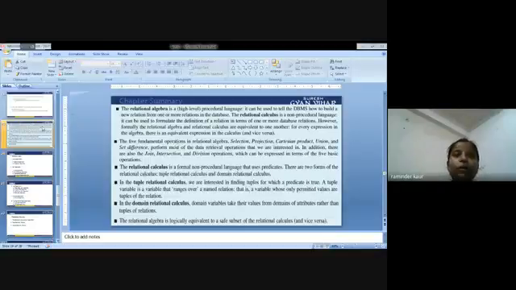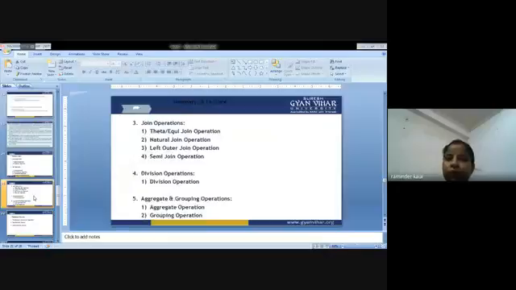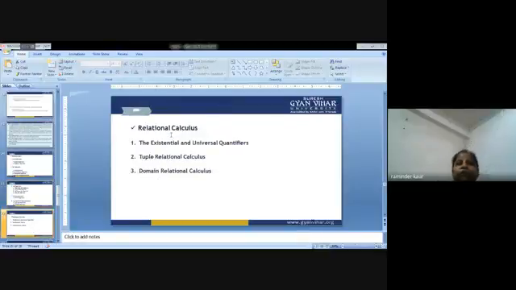So this was all about relational algebra and relational calculus. Relational algebra: unary operators, selection, projection; set operators, union, set difference, intersection, Cartesian product; join operators, theta, equijoin, natural join, left outer join, semi-join operator; division operator; aggregate and grouping functions, aggregate functions were there, grouping operation was there. In relational calculus, the existential and universal quantifiers, tuple relational calculus, domain relational calculus.